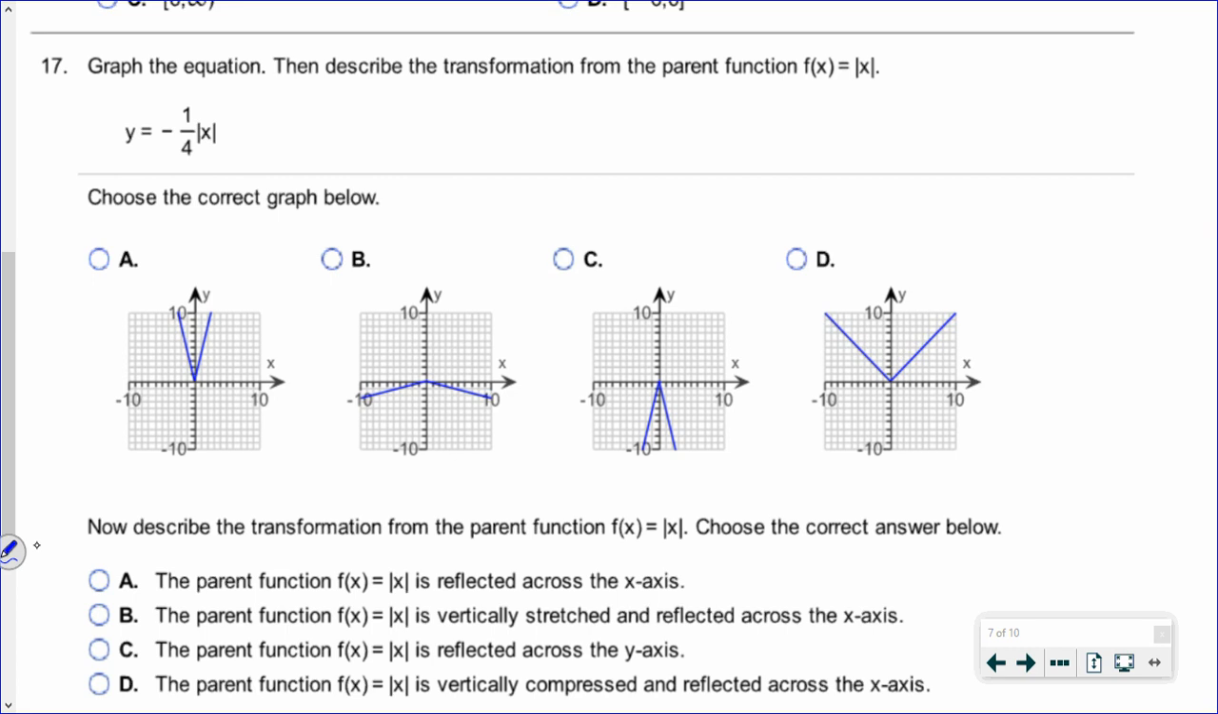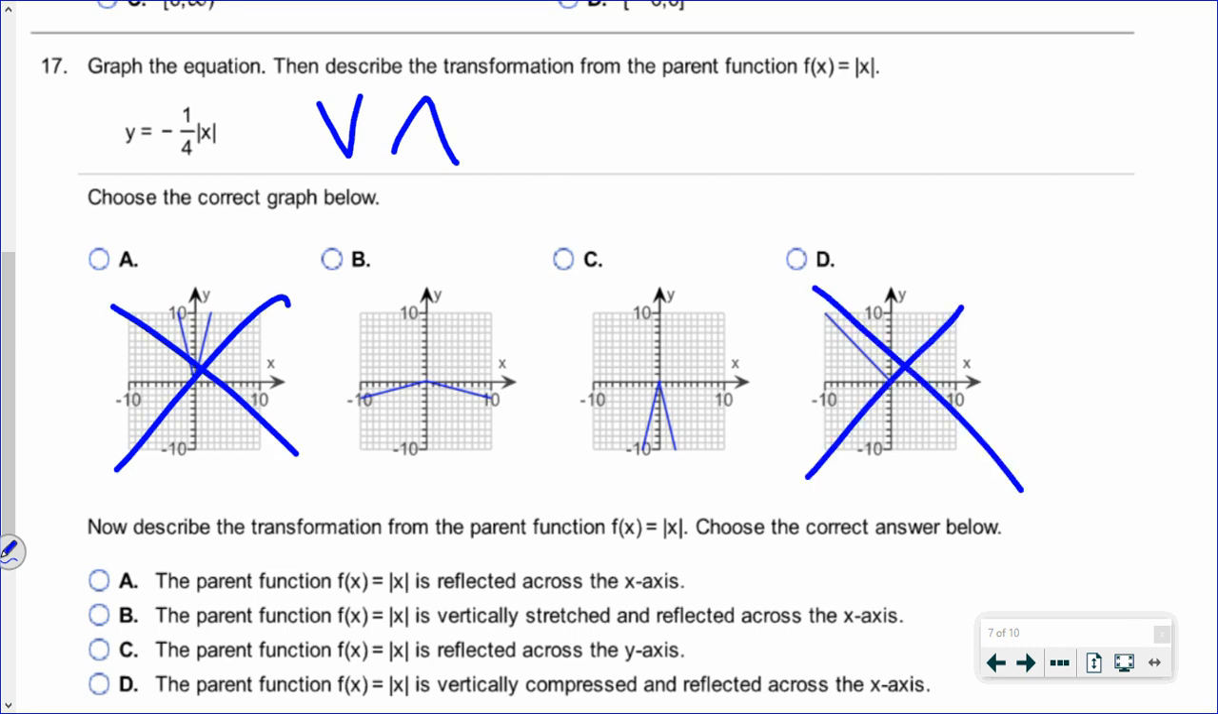So instead of graphing this on our graphing calculators, let's think about this a minute. Absolute value is a V or a mountain or a valley, right? How do I know which one this is? By looking at your A value. Your A value is negative, so it's opening down. Well, this one opens up, and this one opens up. So it can't be A or D. So the 1/4, is that a stretch or a compress? It is a compress of 1/4.